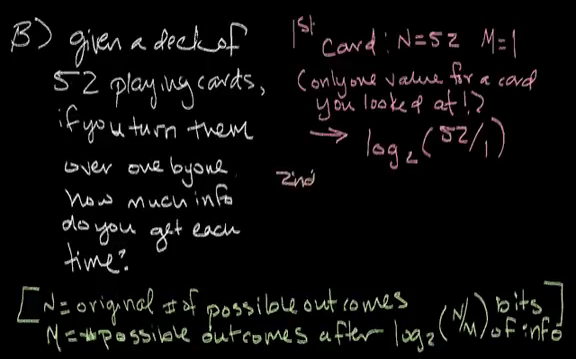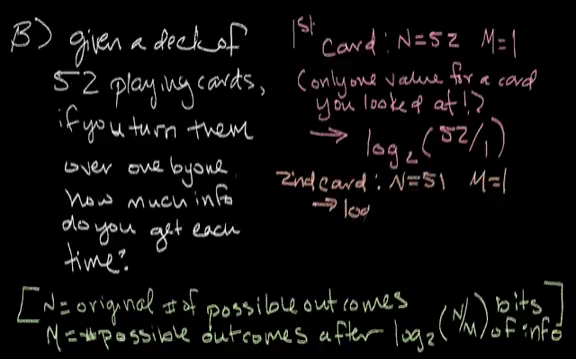For the second card, it's just going to be 51 cards left because we've already looked at the first card, so we know what that one is. 51 unknowns, and again, we look at the card, so after we look at the card, there's only one possible thing it is. So now we're left with log base 2 of 51 over 1 when we plug in n and m. The last card's a little different.